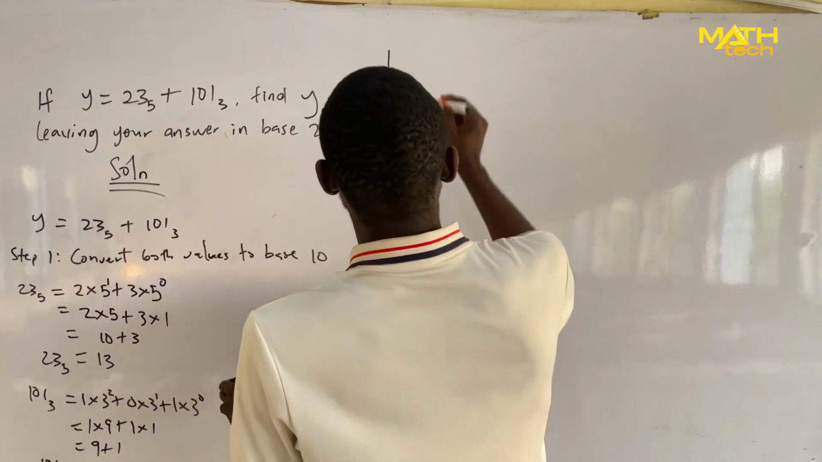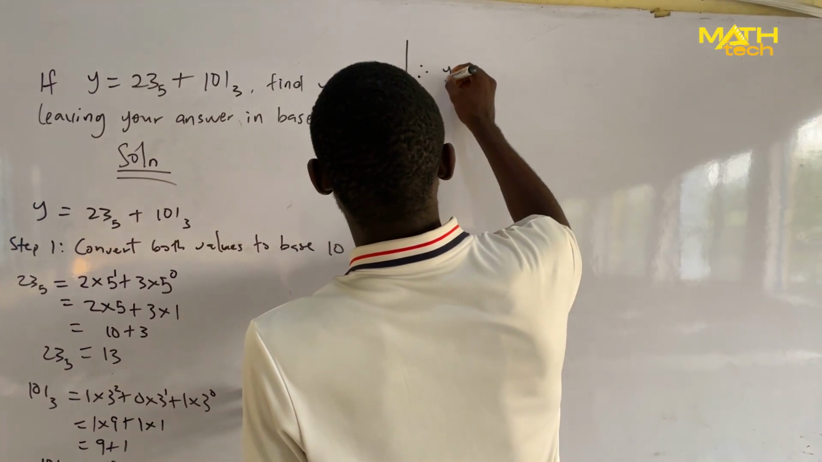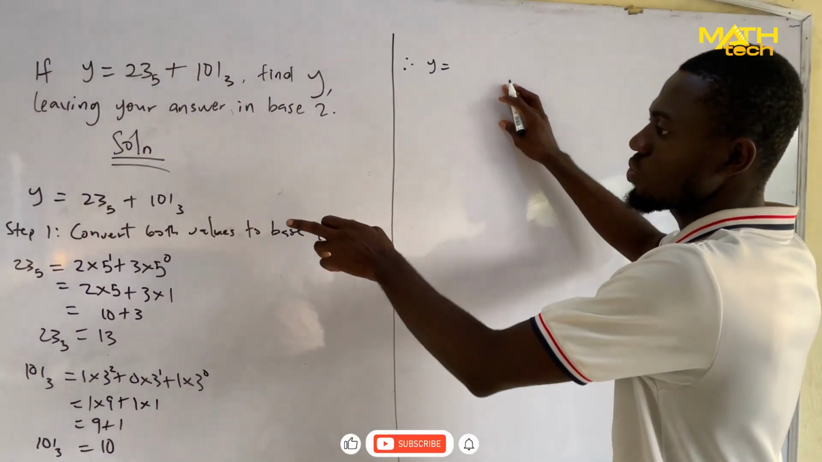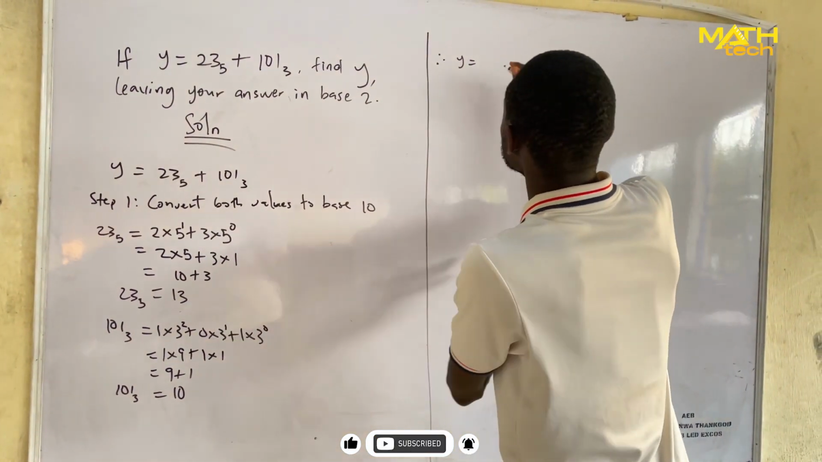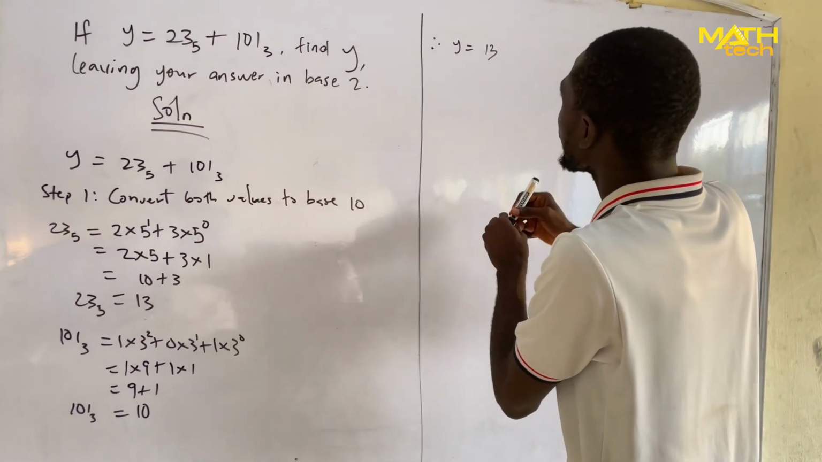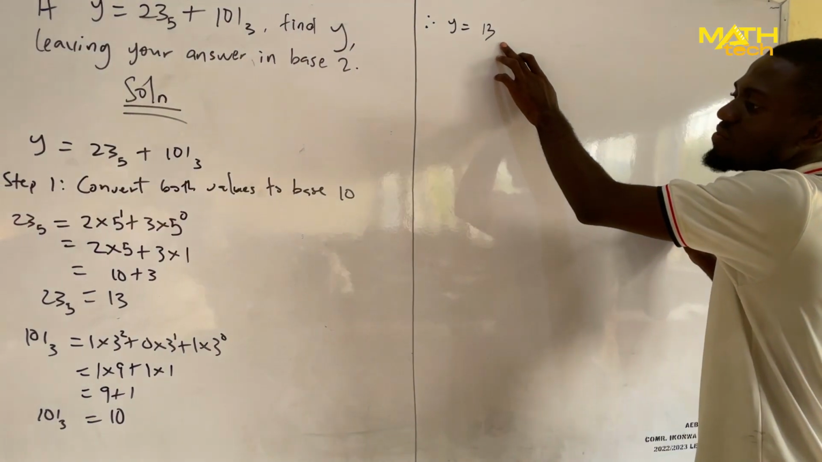So our y will be equal to 23 base 5, which now will be replaced with 13 base 10, which is 13. It is not compulsory for us to write base 10.